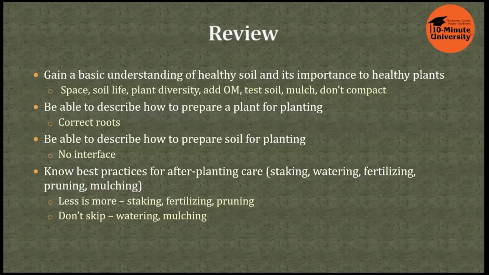So let's review all the ideas that we've talked about. For healthy soil, it's important the soil have lots of space. We know soil life is critical to get good structure. We want to plant diversity and add organic matter to feed soil microbes to get good structure. But in adding organics, test the soil, don't overdo it. And mulch is a good way to protect the soil structure and feed the soil microbes.